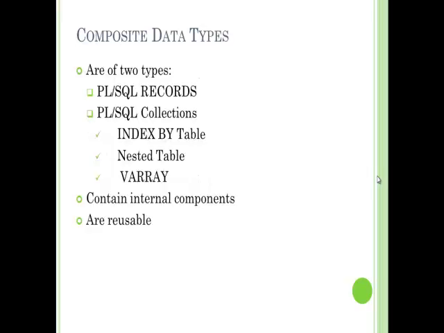Composite data types. There are two types. First, PL/SQL records, and second, PL/SQL collections. There are three parts of PL/SQL collection. First, index by table, second, nested table, and third, array. The composite data types contain internal components. They are reusable too for us.